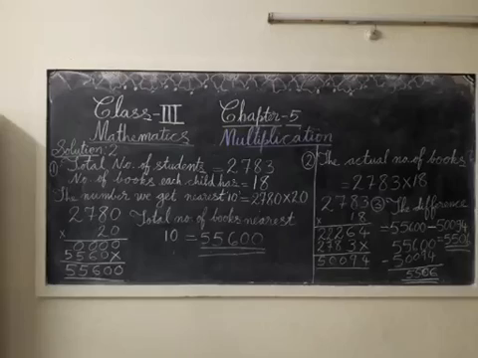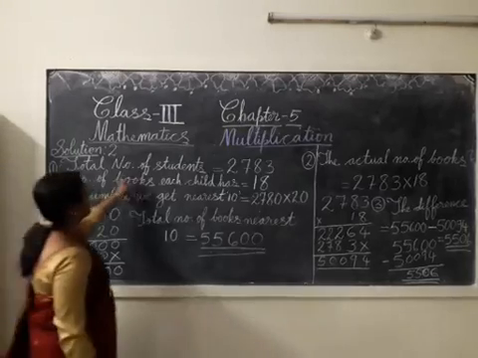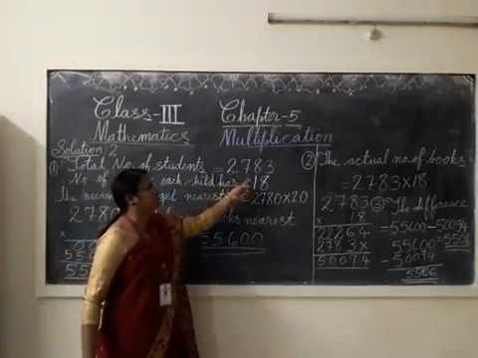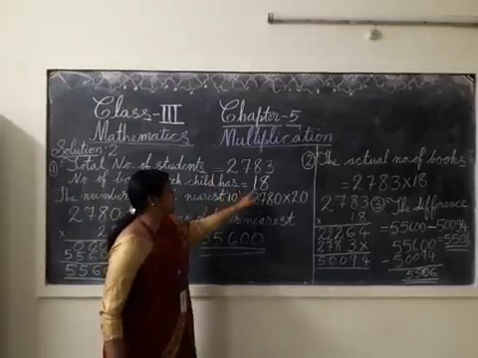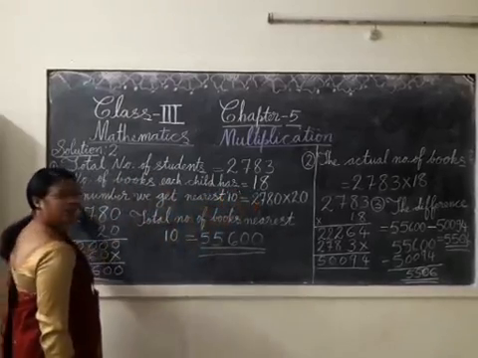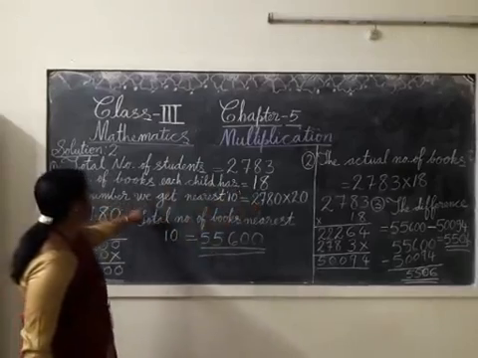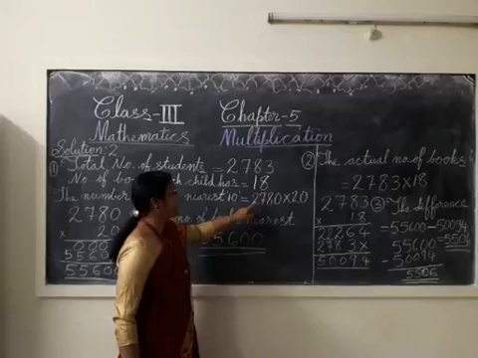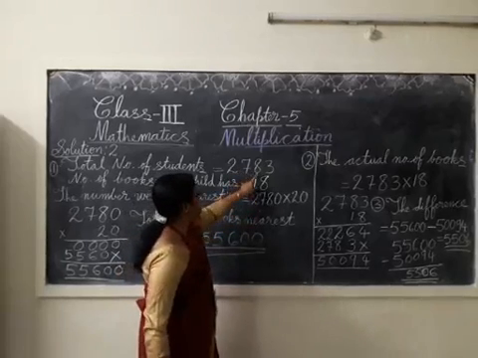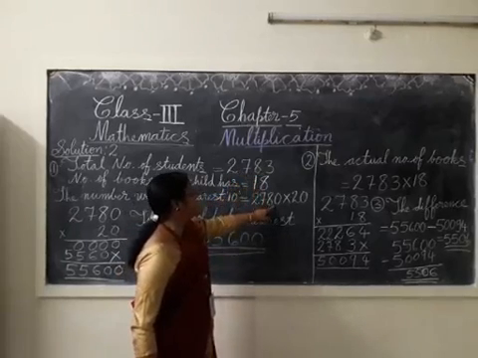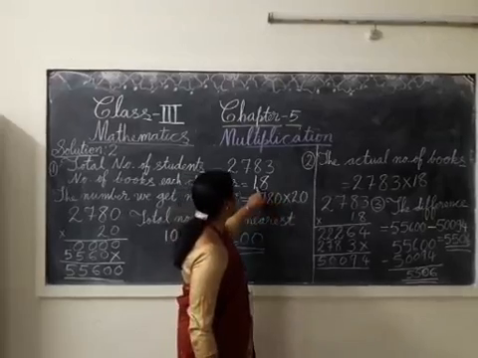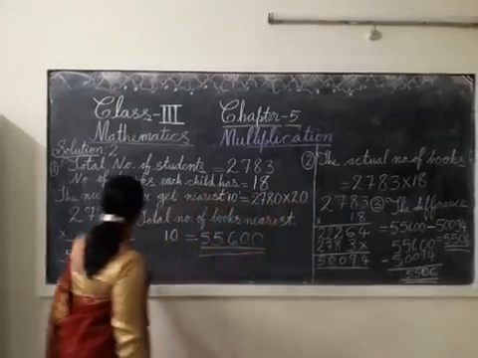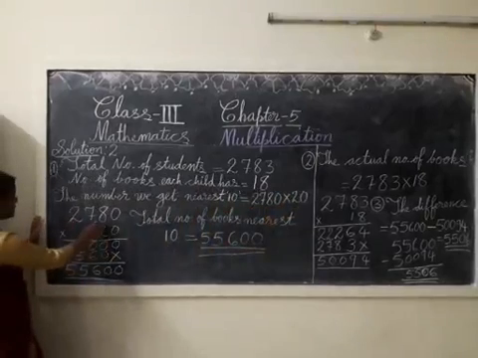Here the first process we have done. Total number of students, 2,783. Number of books each child has, 18. Now we are going to find the numbers to the nearest 10. That is 2,783 to the nearest 10, it will become 2,780. 18 will become 20. Now we have multiplied this number, 2,780 into 20.